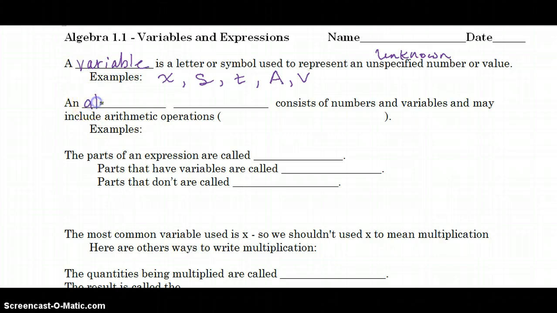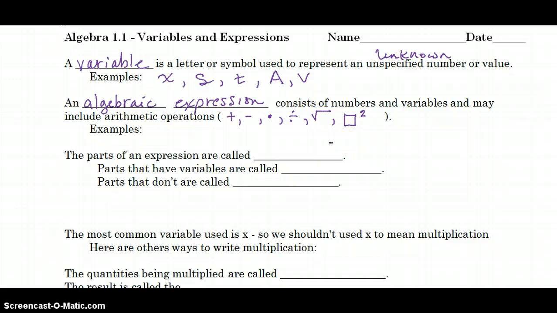So an algebraic expression is any expression that consists of numbers and variables. They may also include our arithmetic operations. That means they may include addition, subtraction, multiplication. I'm going to use the dot for multiplication, division. They could even use square roots. They could use exponents. So if I put a little squared up there, that's, in other words, something squared.